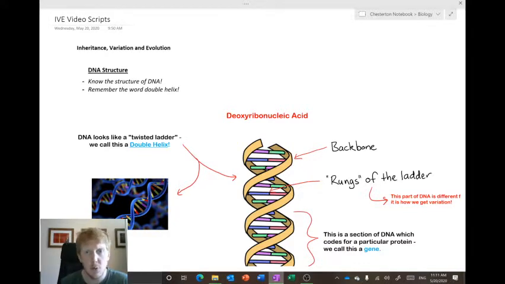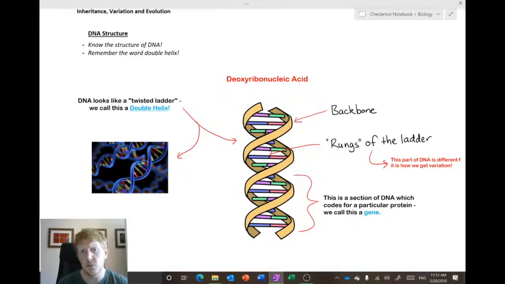Now a lot of you know the word DNA, you know it's in our body, you know that we inherit it from our parents, you know these little things about it. But what I want you to be able to do today is know the structure, be able to use some key buzzwords that we need to know to describe the structure of DNA. So let's do it. DNA.